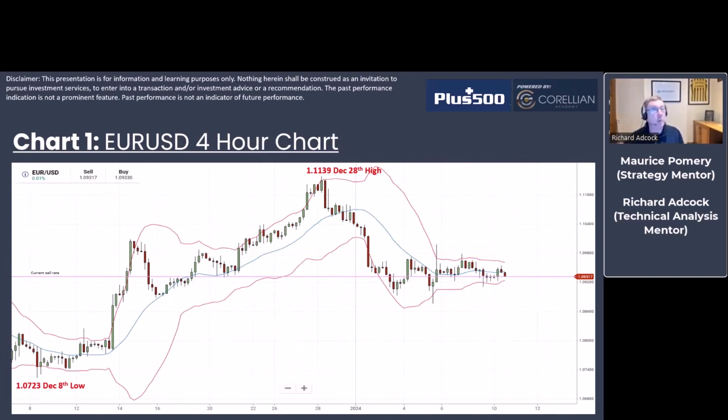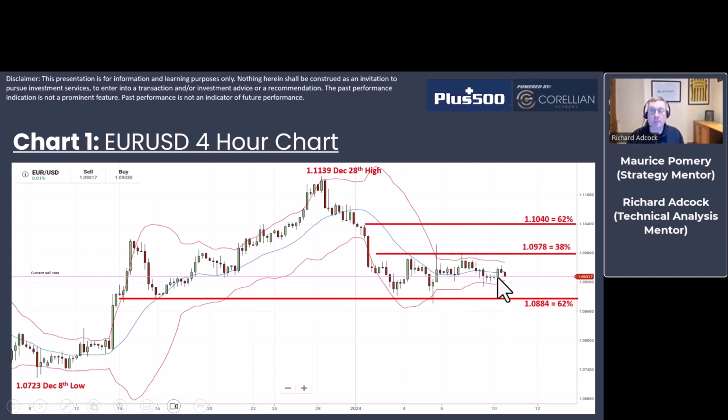Now, when we look at the 4-hourly chart coming into the latest CPI data, we can see that euro dollar has been caught in a very choppy sideways range. To the downside, we had support developing around the 108.84, 62% retracement area. To the upside, it was the 38% retracement of the late December, early January sell-off at 109.78. And I think these extremes coming into the data over the next few days really reflect the important support and resistance levels. So we need to see how these areas are defended.